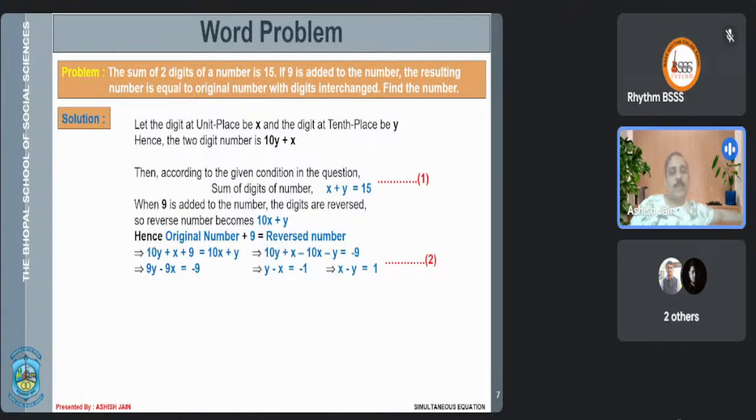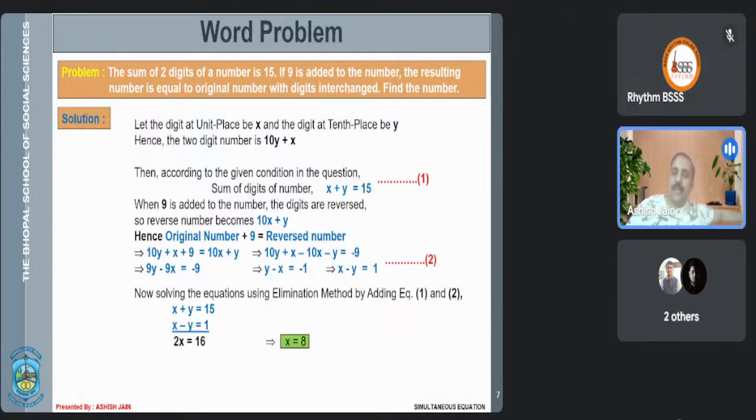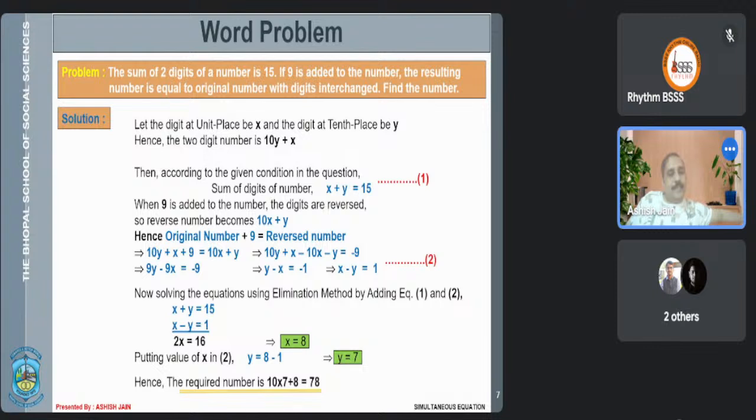So I have two equations, x plus y equal to 15 and x minus y is equal to 1. Again, elimination method लगाएंगे. Same coefficient, same sign, opposite sign. We add the two equations together. We have twice of x equal to 16. The value of x is 8. Put it in any of the equation number 2. You'll get the value of y as 7.